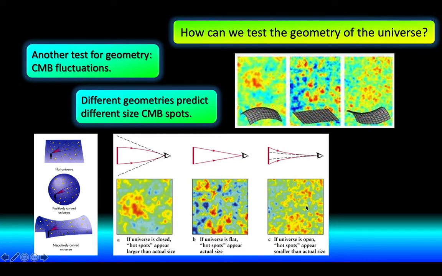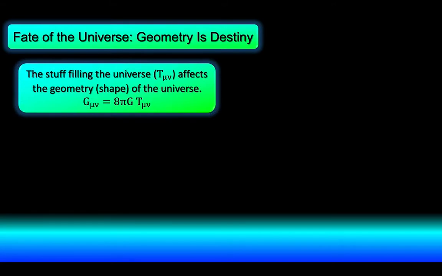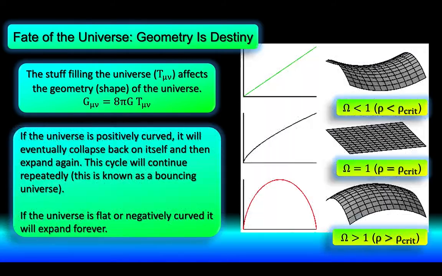So, the fate of the universe, as I said, is going to determine our destiny. The stuff filling the universe affects the geometry of the universe, and if the universe is positively curved, it will eventually collapse back on itself. And after it collapses back on itself, it will expand again. It will go through another Big Bang and then collapse on itself again and go through another Big Bang. This cycle of Big Bang, expansion, collapse, big crunch, Big Bang again, over and over is known as a bouncing universe.